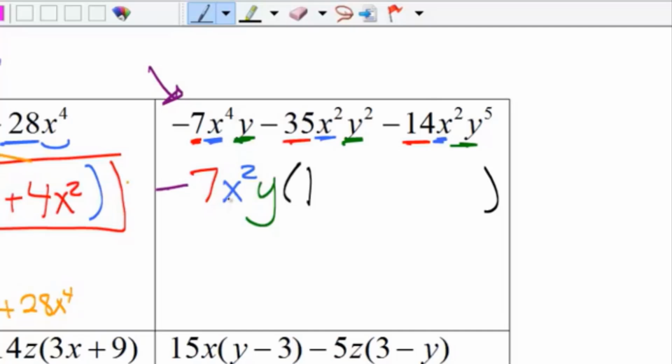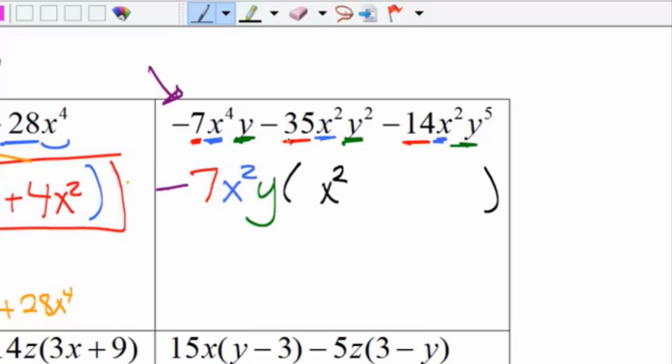X to the 4th divided by x squared, that leaves me with x squared. At this moment, I could go back and erase the 1 if I really wanted to. I don't necessarily have to have the 1 there, once there are terms behind it. And then y divided by y is 1. Do I need to write 1 now? Well, no, I just erased the 1. I didn't need that 1 there because there is already another term.